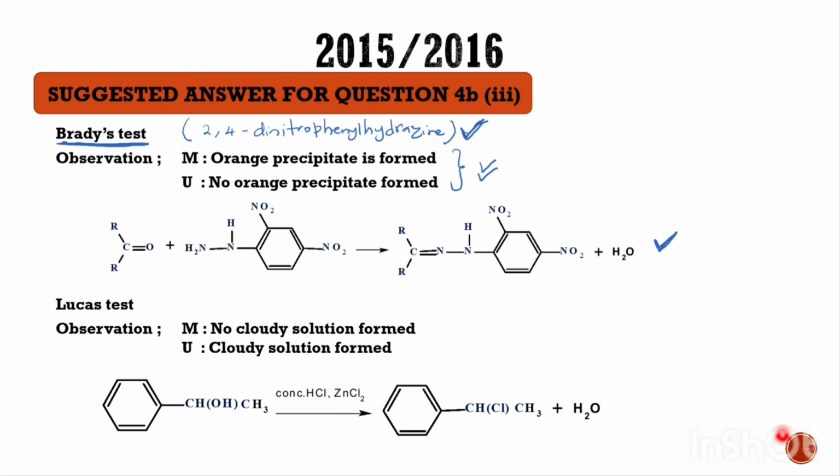Okay, so untuk Brady's test, for M tadi, orange precipitate is formed, means positive. U, no orange precipitate form. So untuk yang positif, kita kenalah masukkan equation. Okay, so ni adalah condensation reaction between carbonyl and 2,4-DNPH. The product is hydrazine plus water.